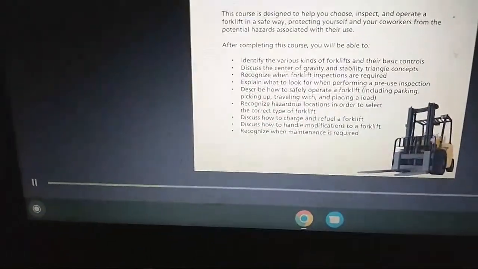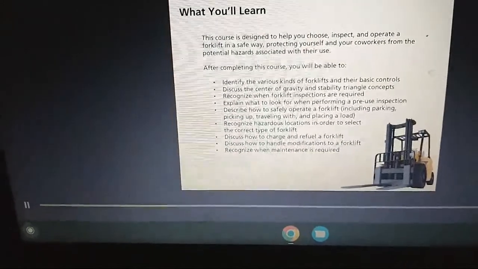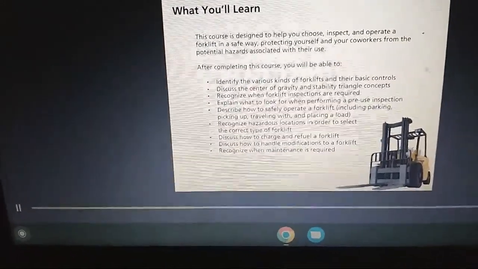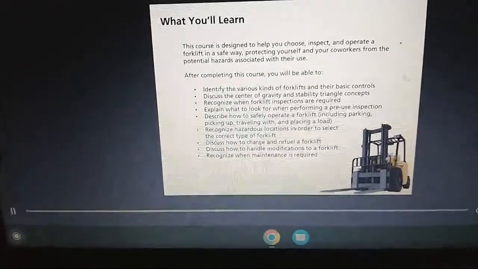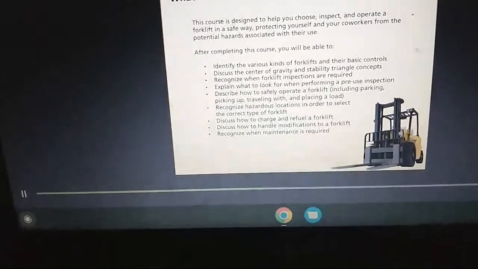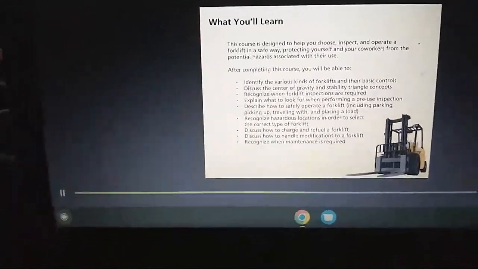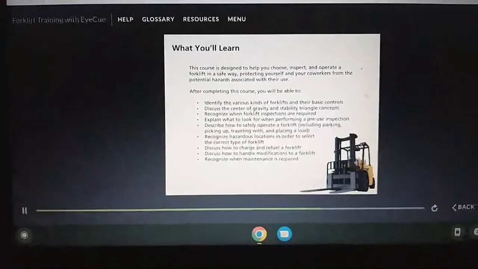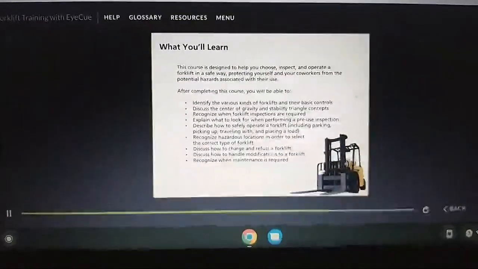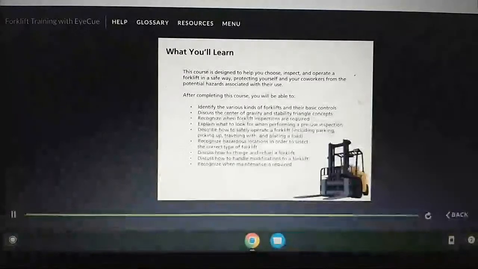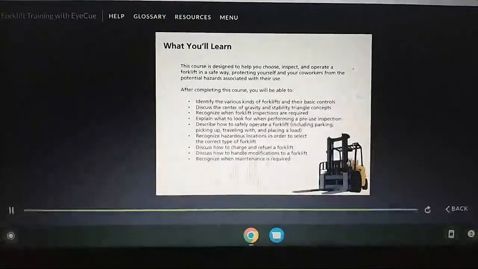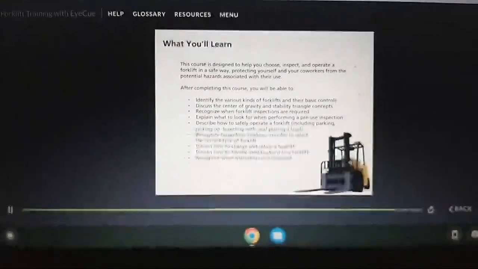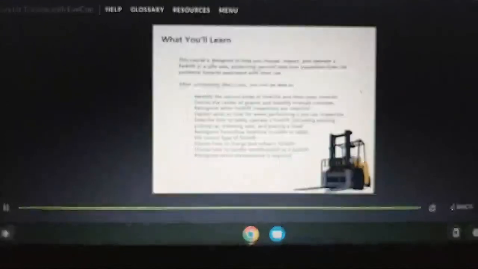After completing this course, you will be able to identify the various kinds of forklifts and their basic controls, discuss the center of gravity and stability triangle concepts, recognize when forklift inspections are required, explain what to look for when performing a pre-use inspection, describe how to safely operate a forklift, including parking, picking up, traveling with, and placing a load, recognize hazardous locations in order to select the correct type of forklift, discuss how to charge and refuel a forklift, discuss how to handle modifications to a forklift, and recognize when maintenance is required.